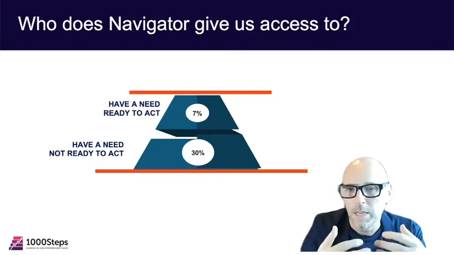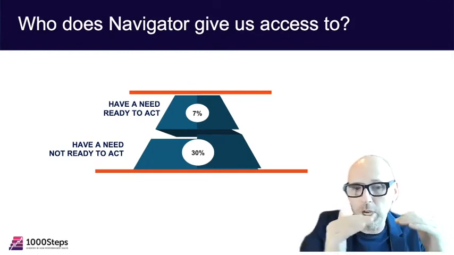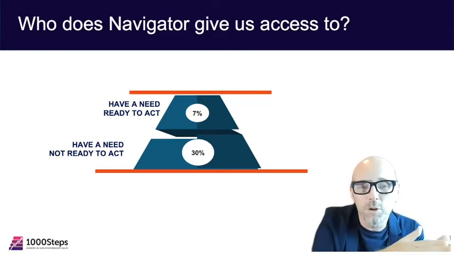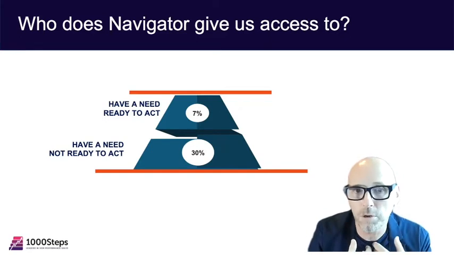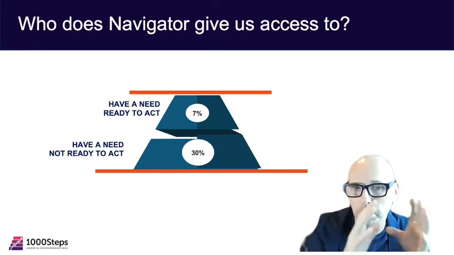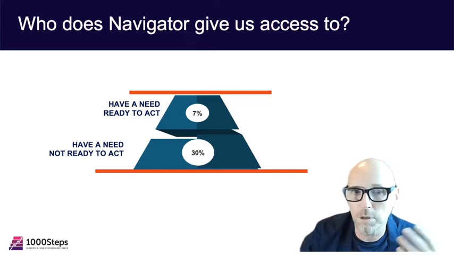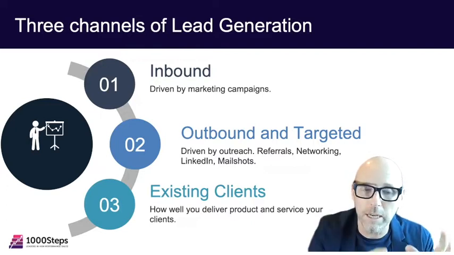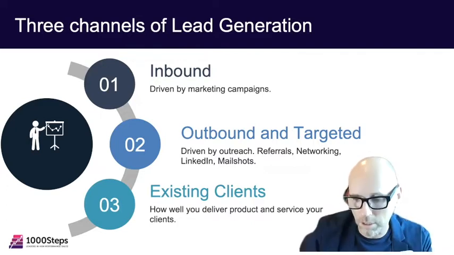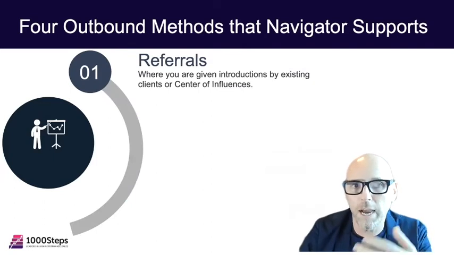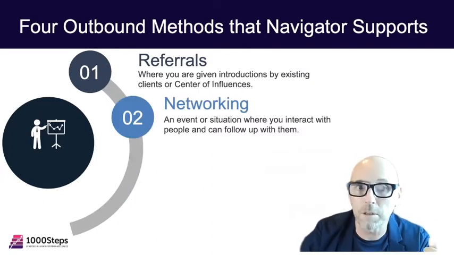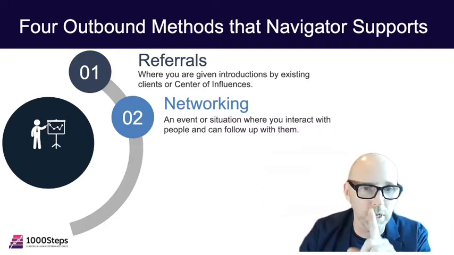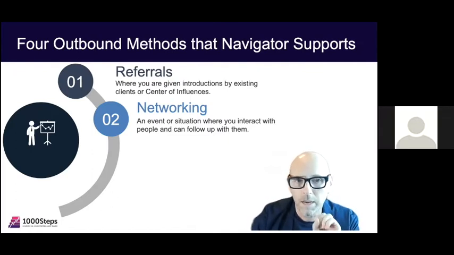Our objective in our sales model is to be ahead of the curve. Our objective is to engage with contacts before they have a need, so that when they have a need, we're that first point of contact. And that's how we use Navigator. That's the base framework of building out a Navigator model. So there are 3 channels of lead generation: inbound, which I've already mentioned; outbound and targeted marketing; and existing clients. Those are the 3 core channels you can use. If we look at outbound methods that Navigator supports, referrals, it's brilliant for referrals. There's nothing better, but I'm not going to cover that today, though it is amazing. Networking.